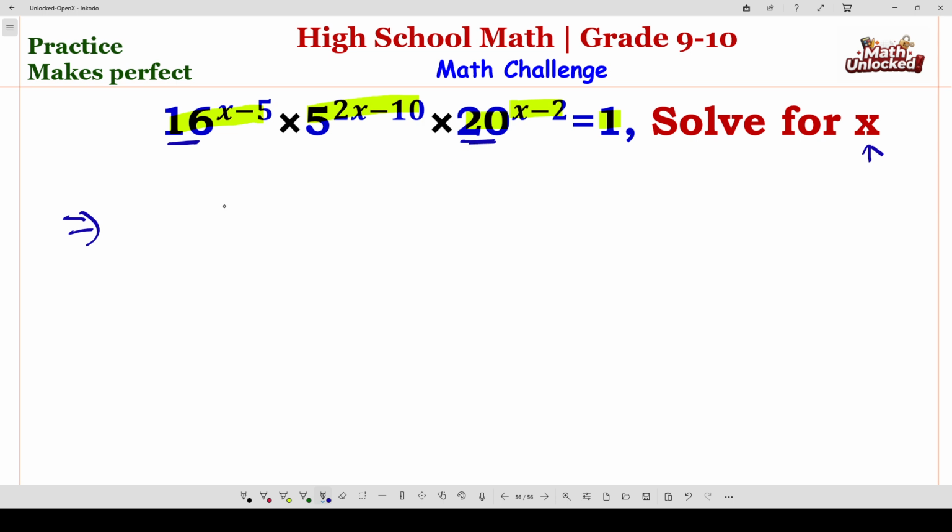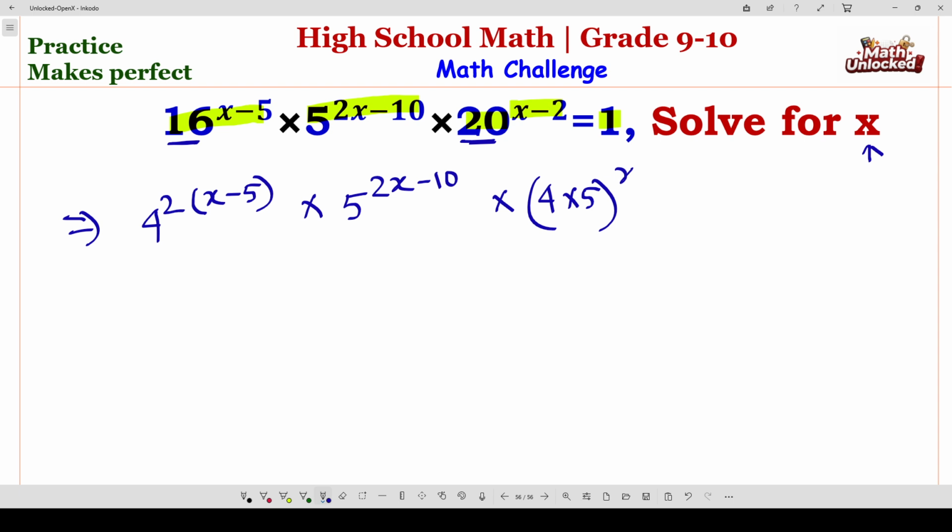They have some similarity. Like 4 squared is 16, so we write 4 squared to the power x minus 5, times 5 to the power 2x minus 10, which will be unchanged, times this 20, which we can write as 4 times 5, to the power x minus 2 equals 1. Now here is a 4.